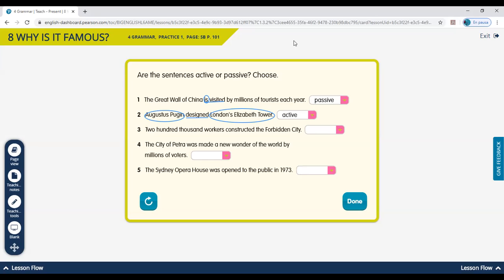So, one more time. Do you have was, were, is, are, and a past participle? No. You have 200,000 workers constructed: subject, verb in simple past, and object. What is this? Active or passive? Yes, active. Number 4. The city of Petra was made a new wonder of the world by millions of voters.